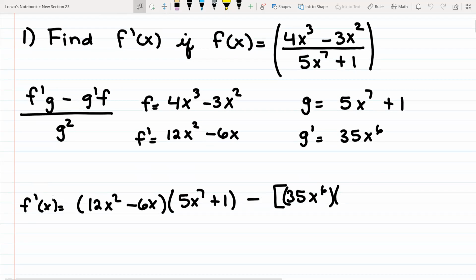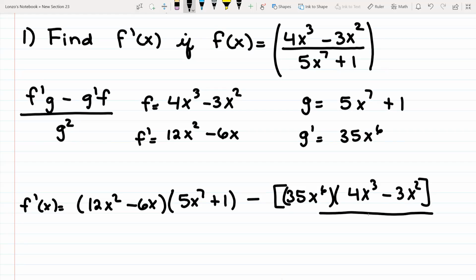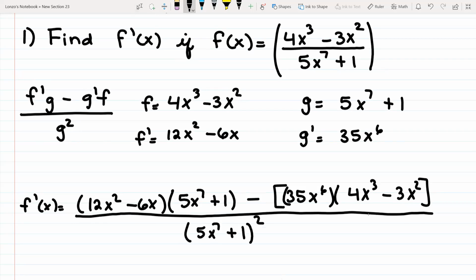So if we just put it in the formula, f prime is 12x squared minus 6x times 5x to the 7 plus 1, minus g prime, which is 35x to the 6, times regular f, which is 4x cubed minus 3x squared, all over g squared, which is 5x to the 7th plus 1 squared.